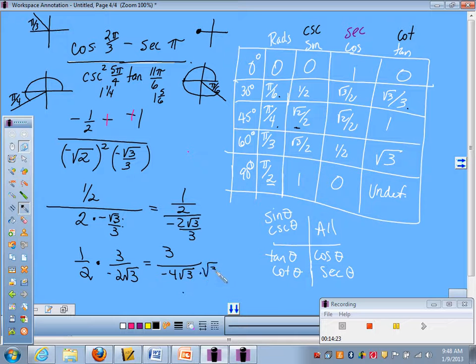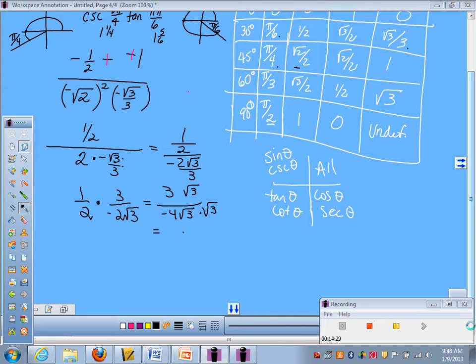Which, if I rationalize it, will be square root of 3 over what? 12, yeah. The square root of 3 times itself will make 3, times 4 would make that negative 12. Okay, is that simplified? No, it's not, because I can do what? I can reduce the 3 into the 12, and I would have negative square root of 3 over 4.